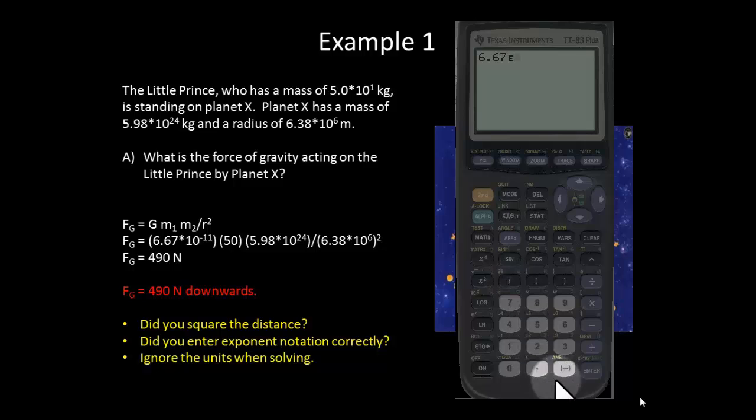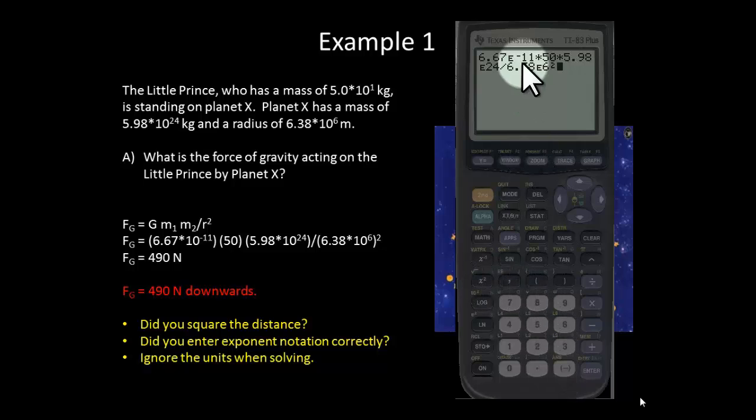It's going to stick this little E on there, and then I just write whatever my exponent is going to be. So 6.67 e to the minus 11 times 50 times 5.98, again second E, to the 24, divided by 6.38 e to the 6, and then I will just square that radius, that distance between the two centers.